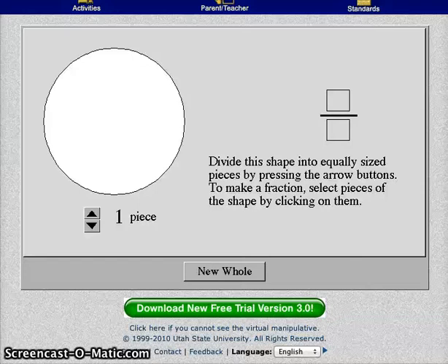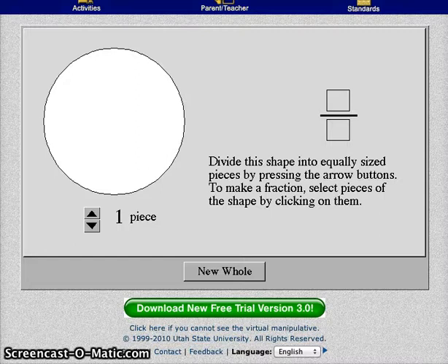The digital math manipulative that I chose to work with was the fractions parts of a whole digital manipulative from the numbers and operations category of the pre-K to second grade section of the National Library of Virtual Manipulatives. And with this activity, students can take different wholes and partition them into 2, 3, 4, or more pieces.